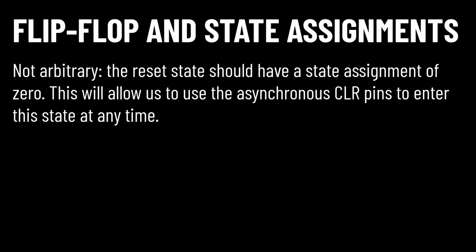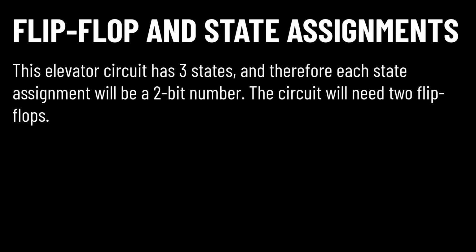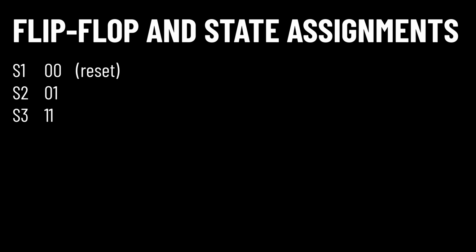We should have this binary state assignment be 0 so that this state can be asynchronously entered into at any time. Each binary state assignment in this example will have 2 bits because that's how many bits are required to distinguish between 3 different states. This means our design will require 2 flip-flops. Because we selected S1 as the reset state, that state assignment will be 0, 0.